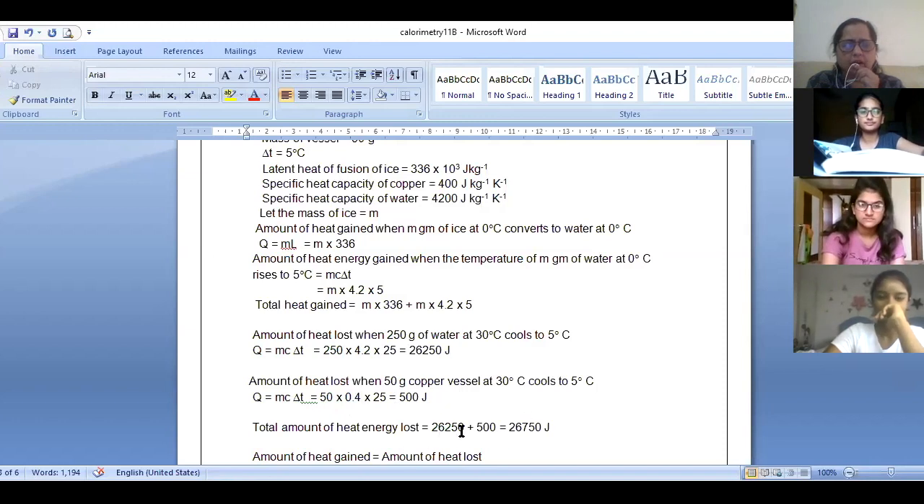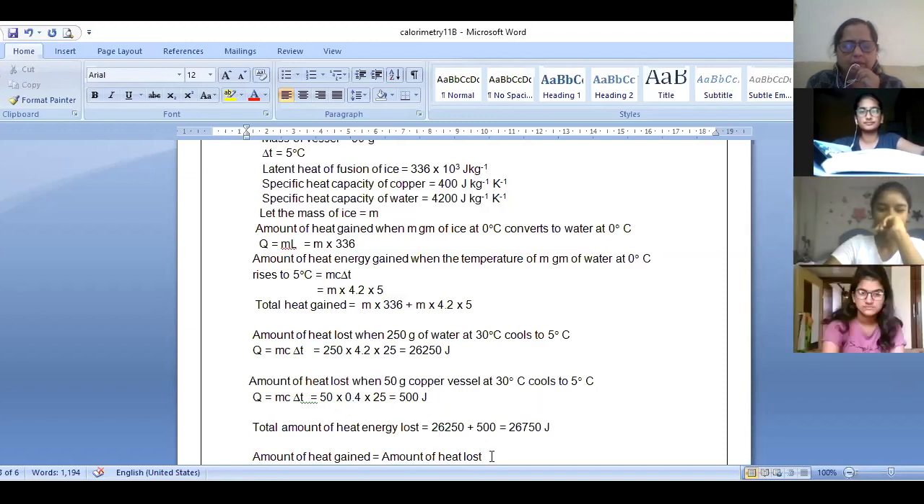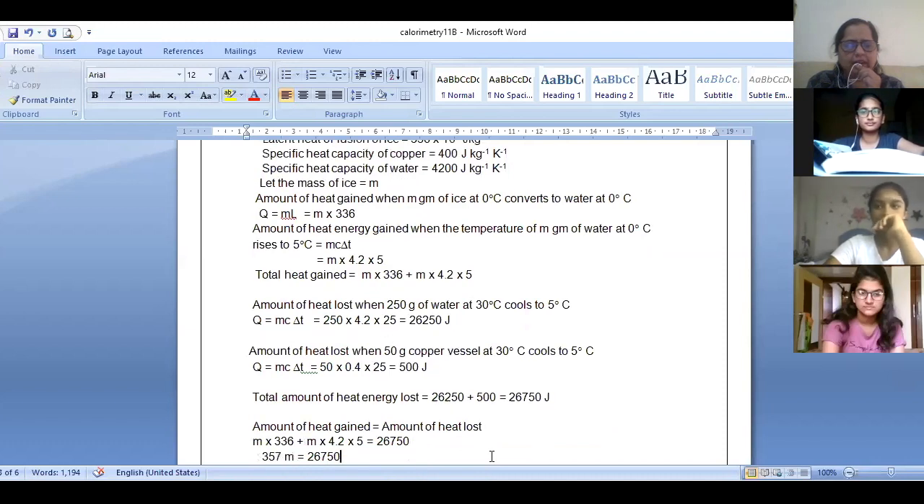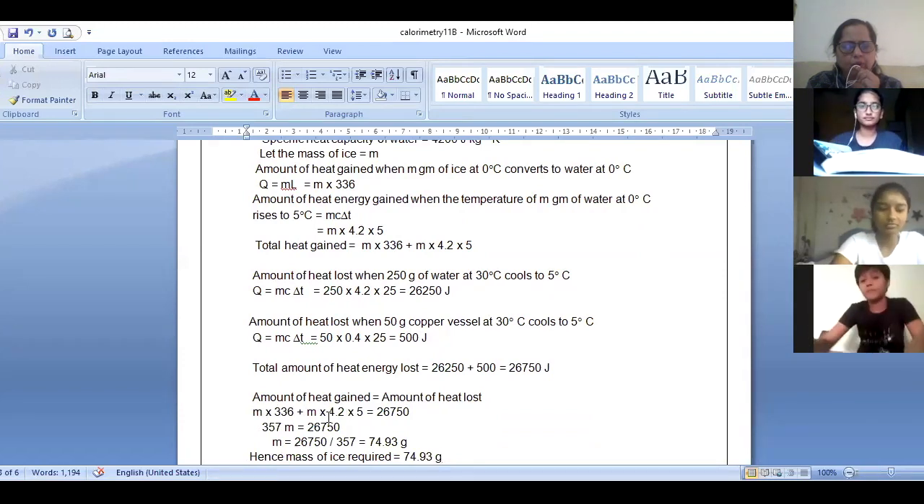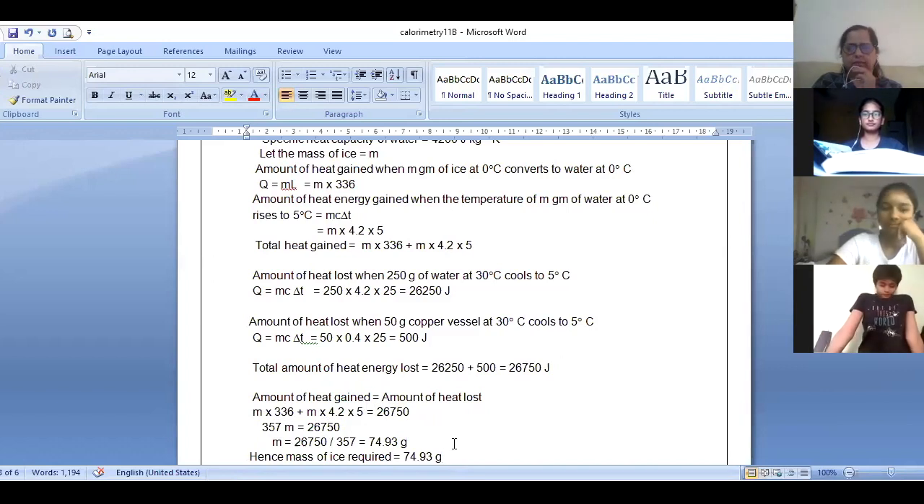Add both of them. Now according to the principle of calorimetry, principle of mixture, amount of heat gained is equal to amount of heat lost. So amount of heat gained is here. See here I have written M into 336 plus M into 4.2 into 5 is equal to this heat loss, 26750, right? Just add this: 357 M equals this, so M equals this divided by 357. So you will easily get the mass of ice.